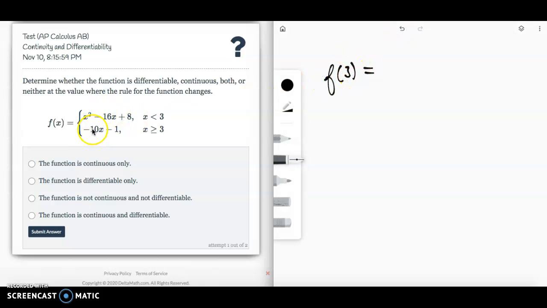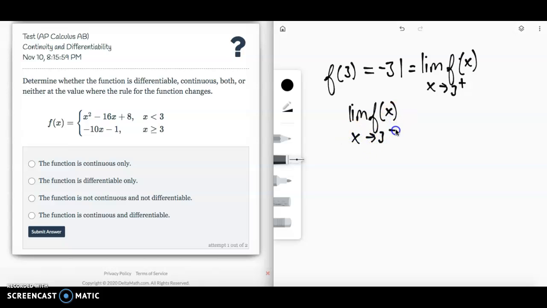Okay. F of 3 would be, let's see, negative 10 times 3 minus 1, so negative 31. That's also my right-hand limit. And then my left-hand limit would be if I plugged 3 into here, so 3 squared is 9. 9 plus 8 is 17. 17 minus 42. I think that's negative 31.